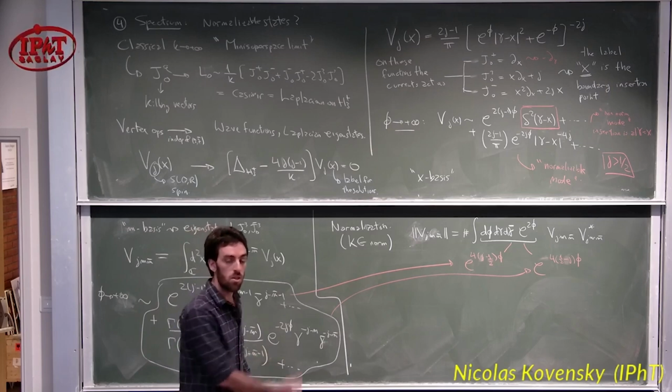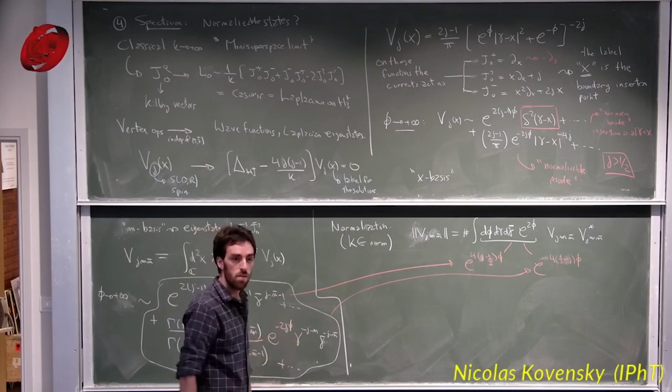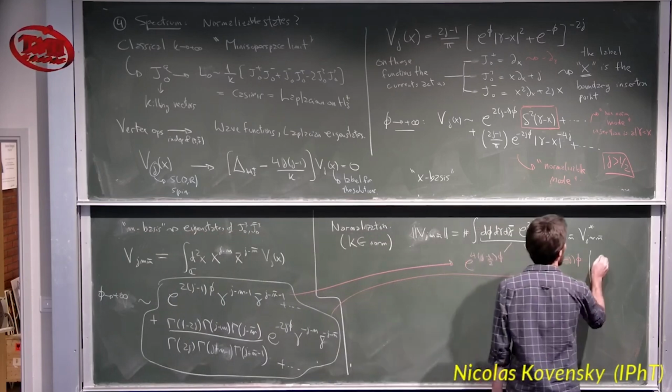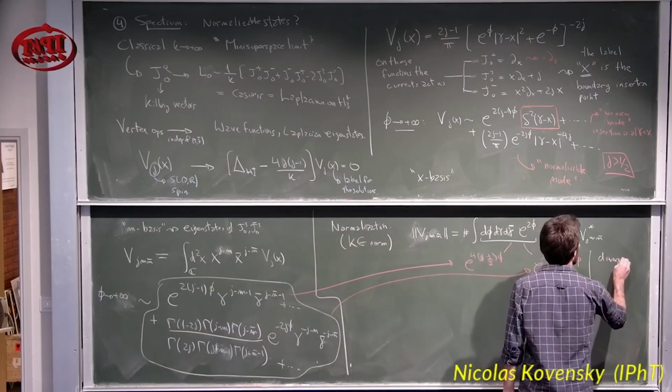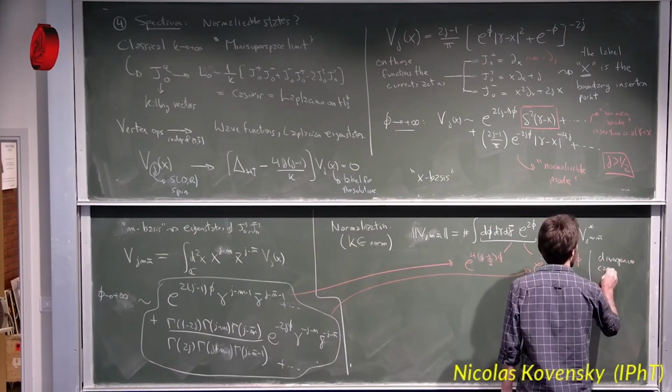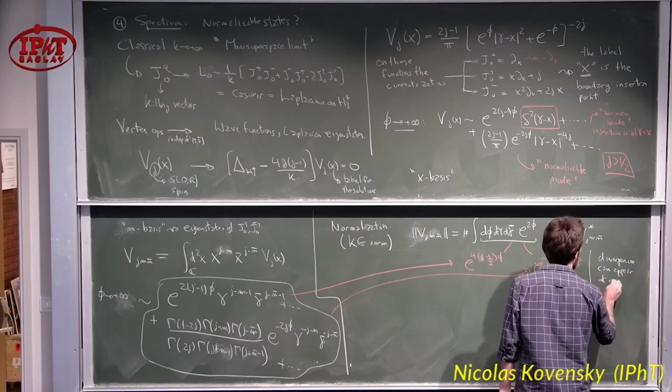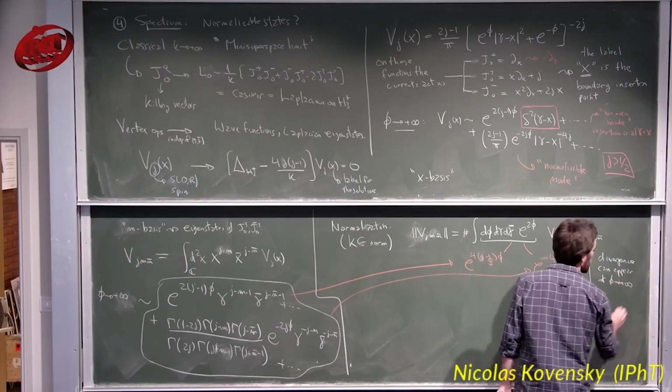It doesn't change because it doesn't scale with phi. I'm only caring about what happens, the divergence can appear at phi going to infinity. Okay?